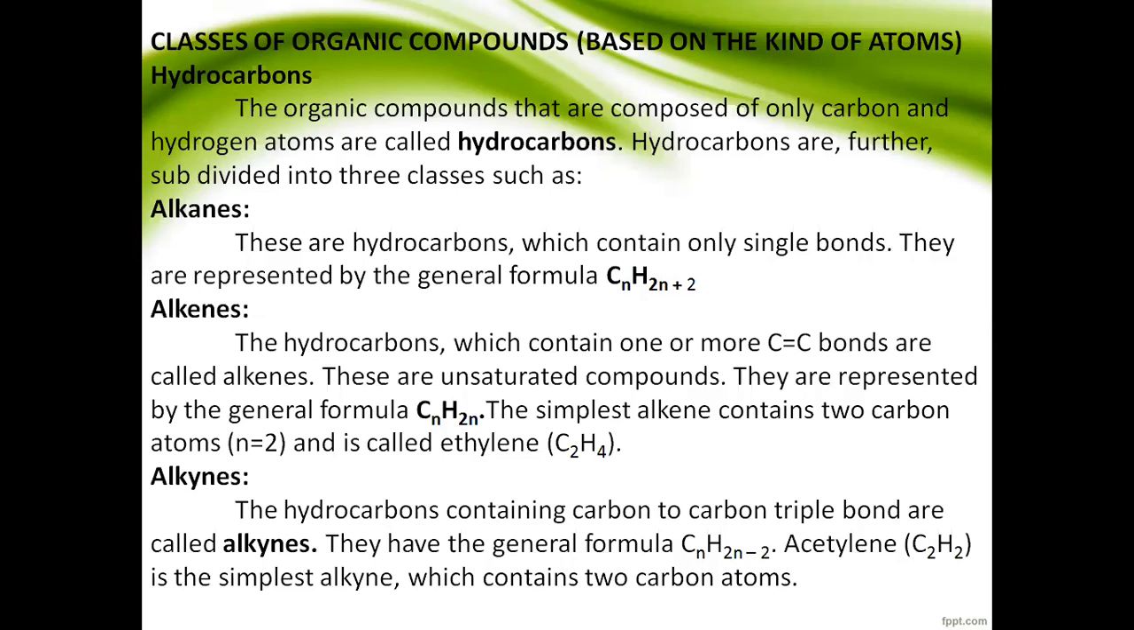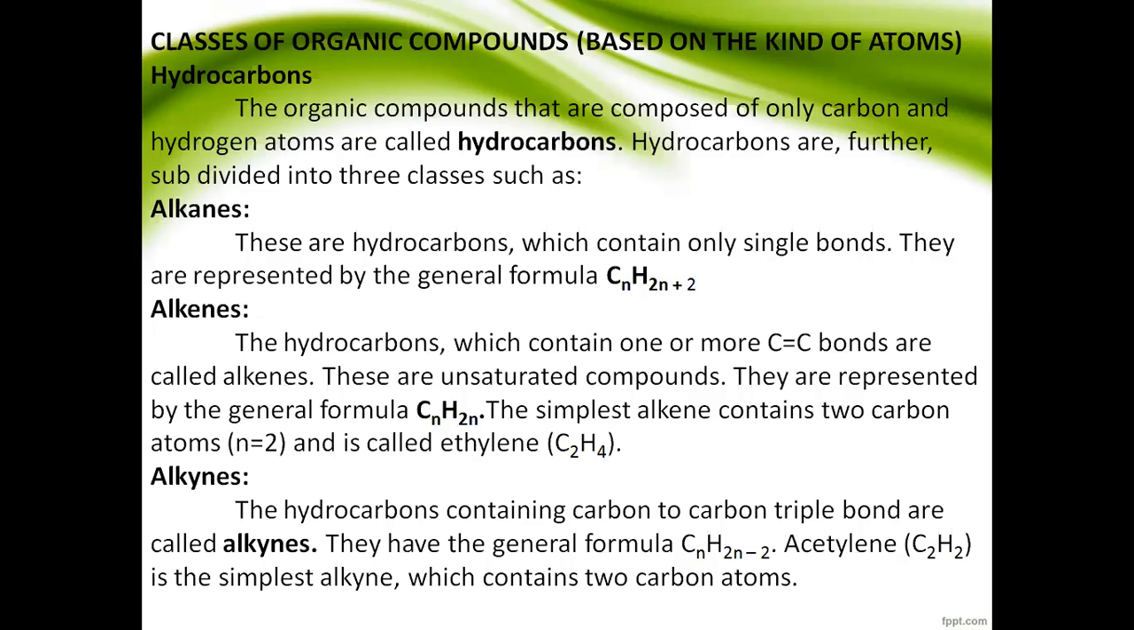The next one is alkenes. These have one or more double bonds between the carbon atoms. This is called alkenes. These are the unsaturated compounds. The general formula is CnH2n. This is the general formula of alkenes.